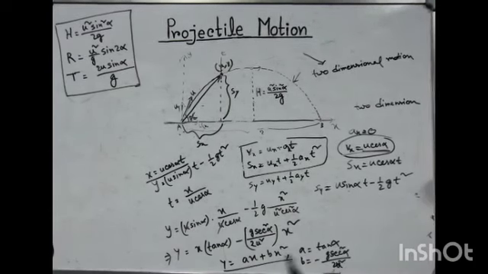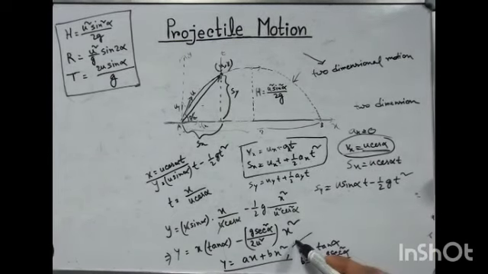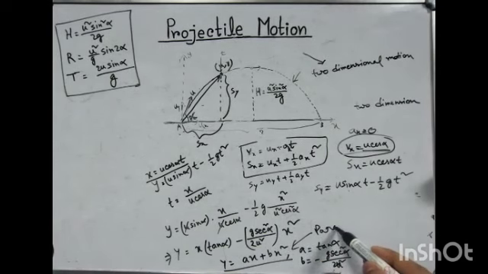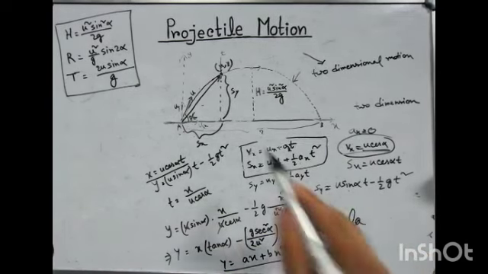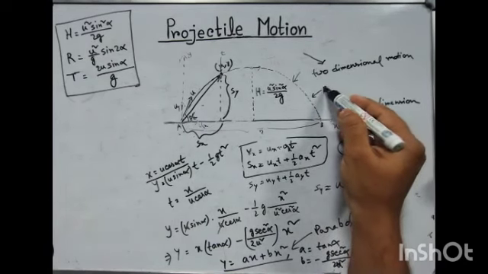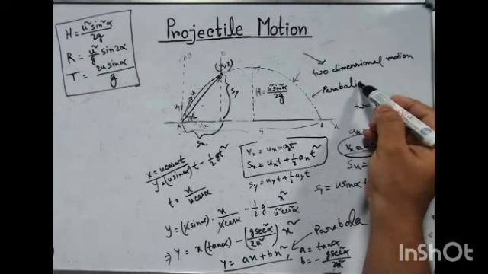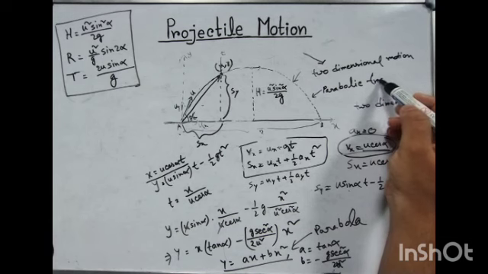If you have learned coordinate geometry in mathematics, then you know this is the equation of a parabola. So the trajectory of a projectile must be parabolic. So this is a parabolic trajectory. A projectile always follows a parabolic trajectory.